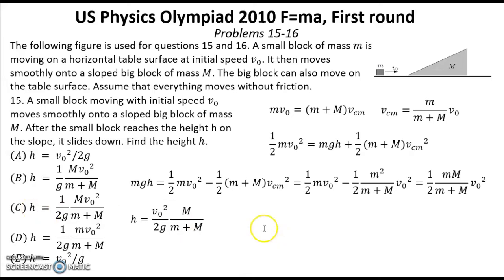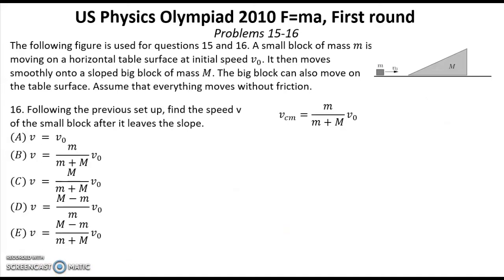Now let's do question 16. Following the previous setup, find the speed v of the small block after it leaves the slope. We can note that this interaction between the small block and big block is the same as an absolutely elastic collision. The only difference is that an absolutely elastic collision is instantaneous, for a very short time, but we are not losing energy and momentum. Here the interaction takes place over time, but the result will be the same. We still have energy conservation and momentum conservation, and like in an absolutely elastic collision, they will move away from each other. So we can use the same logic.